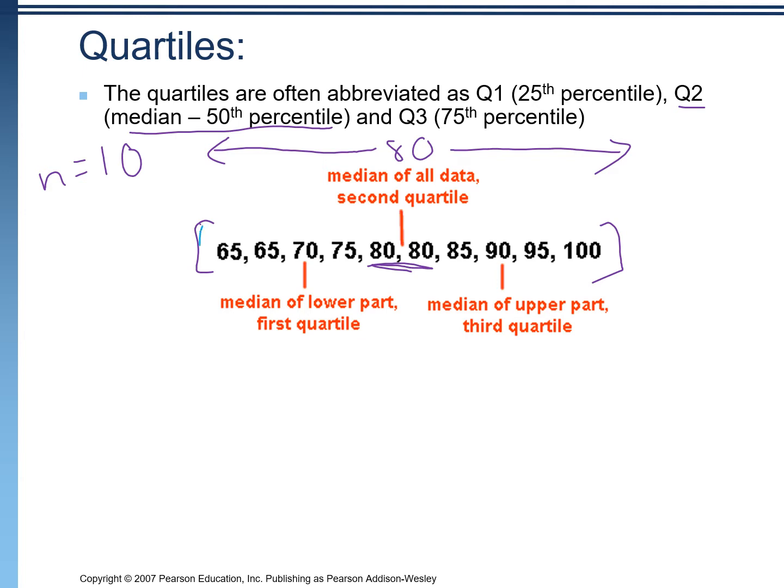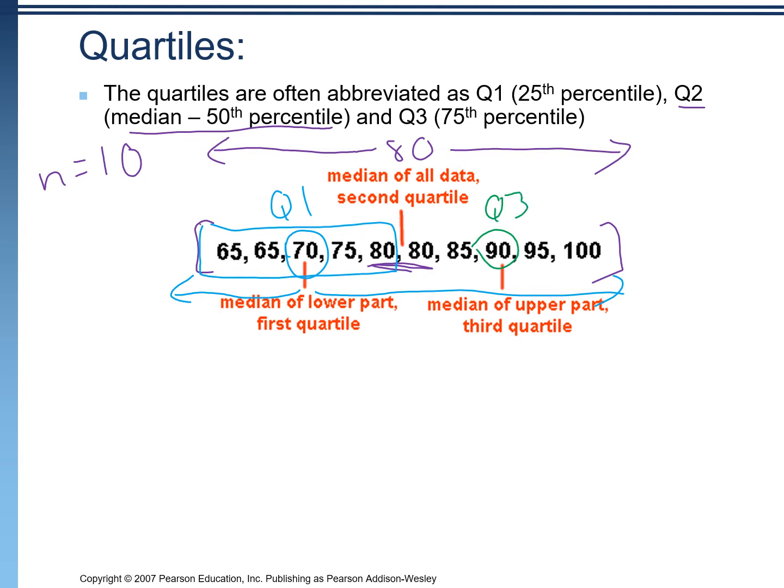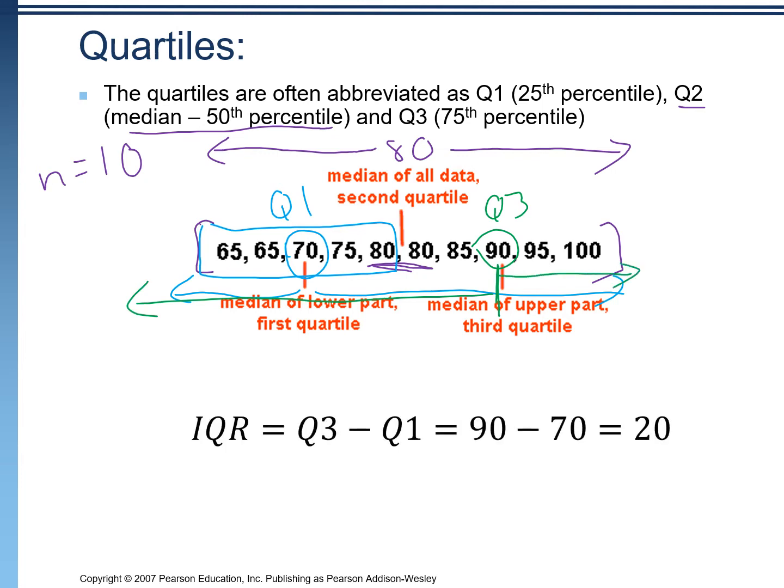Now let's find quartile 1. So quartile 1 is going to be the median of the first half of the distribution. Here we get quartile 1 equals 70. This is the 25th percentile. 25% of our data is at or below 70, and the other 75% is above it. Same thing with quartile 3. This is the 75th percentile, meaning there's 75% of the data at or below 90. The remaining 25% is above it. To find the IQR, we just take Q3, we subtract Q1, and we get an IQR of 20.